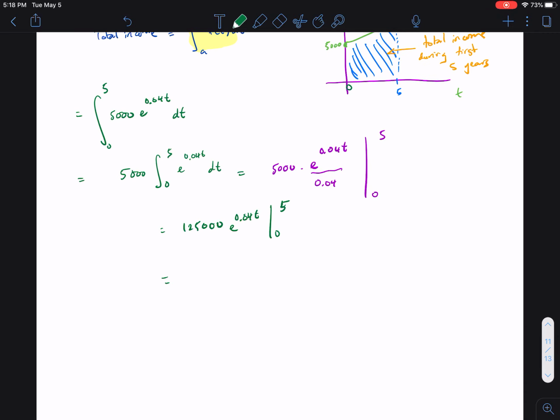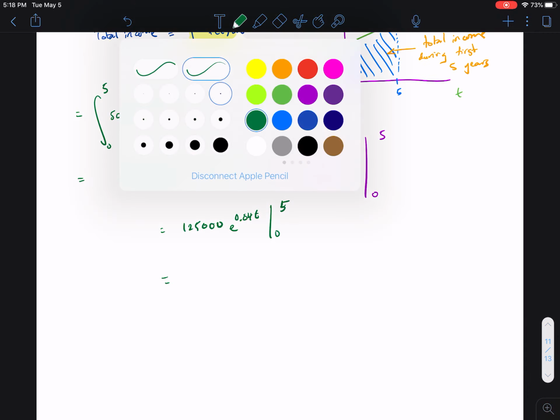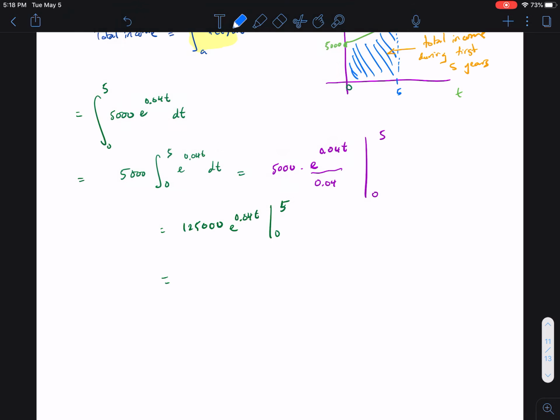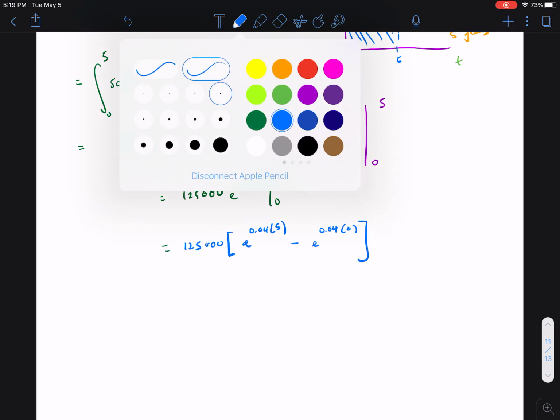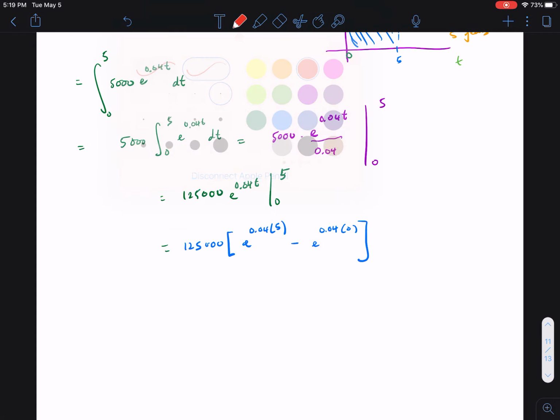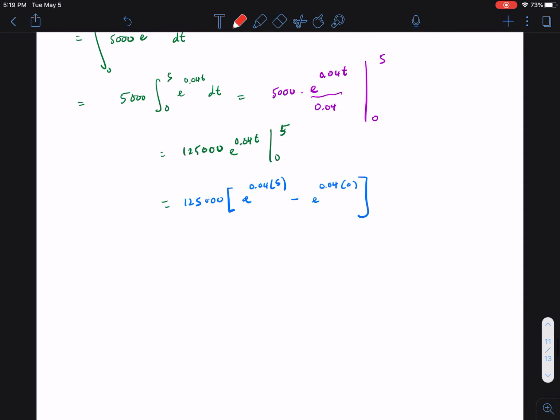And I personally like to write the next step like this, just because I'm used to it. But when we apply the fundamental theorem of calculus, I'm going to leave the constant in front. So I'm just going to do 0.04 times 5 minus 0.04 times 0 there. So technically these are your f of b minus f of a here. Again, this is always going to be 1, because this is going to be 0. So e to 0 is going to be 1.